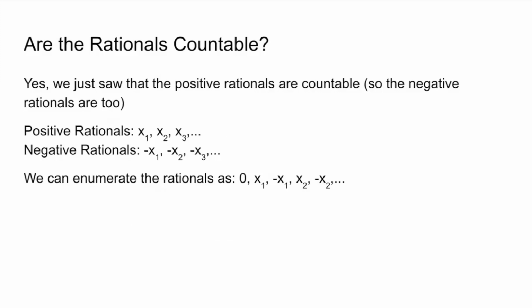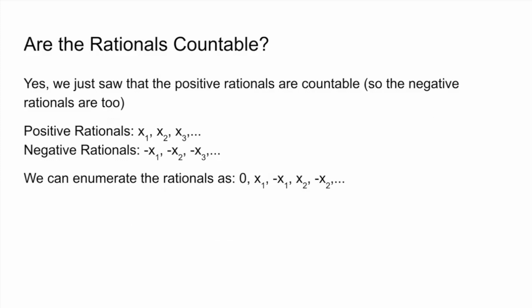And now, are the rationals countable? Yes. So we just saw that the positive rationals are countable. We can enumerate them as x1, x2, x3, and so on and so forth. So the negative rationals can be enumerated as negative x1, negative x2, negative x3, and so on.